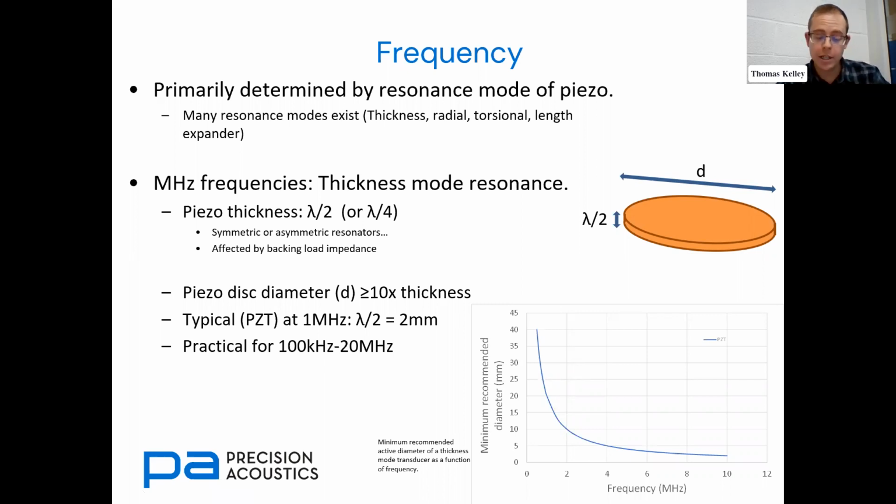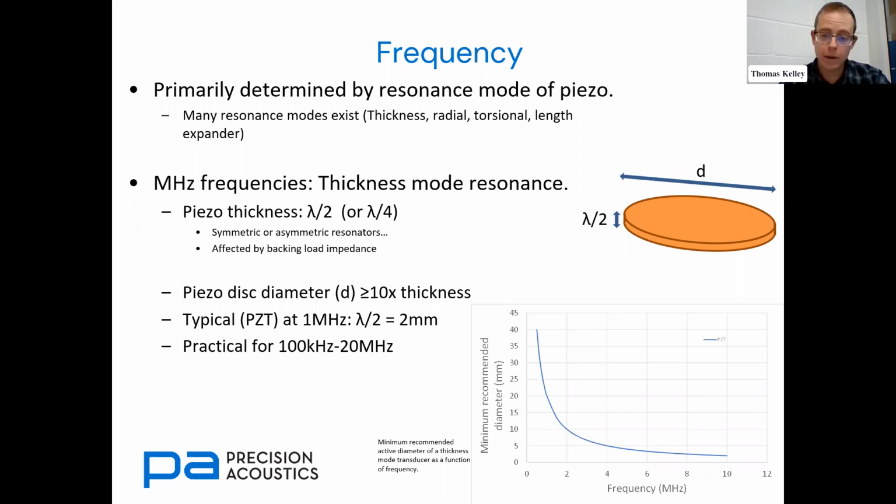So this can be quite limiting for some applications, actually. If you don't have much room for your transducer and you need to work with a relatively low frequency, it's very hard to achieve a good efficiency and a good transducer with a small footprint.